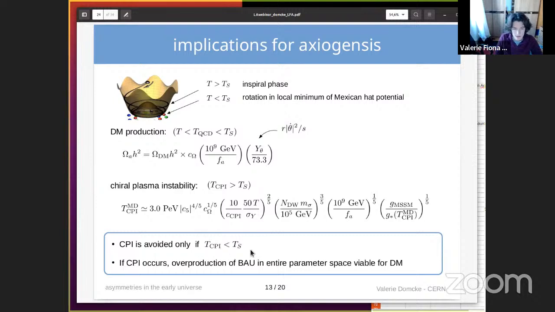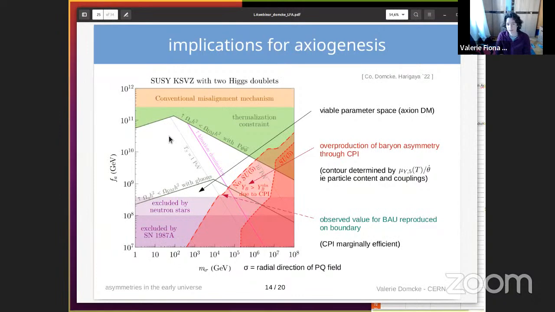Does the chiral plasma instability happen before this field settles into the rim, or does it not, right? And if it happens before, that parameter space is going to be dead. And if it doesn't happen before, then you're safe. And this is what this looks like in this parameter space of this model.